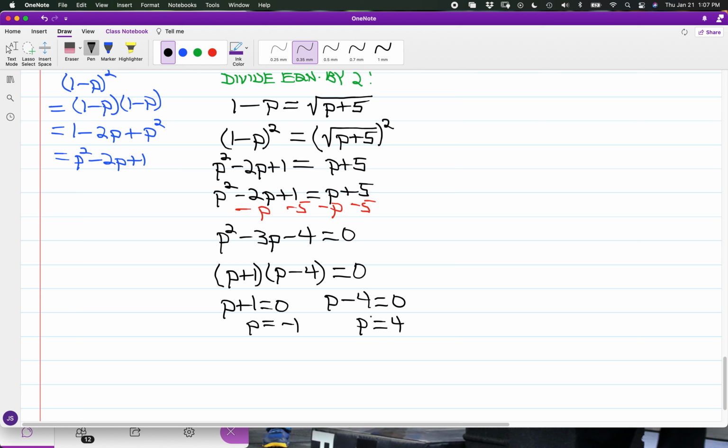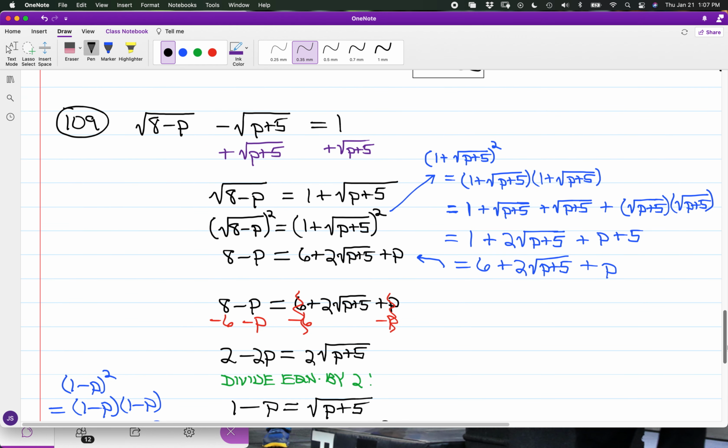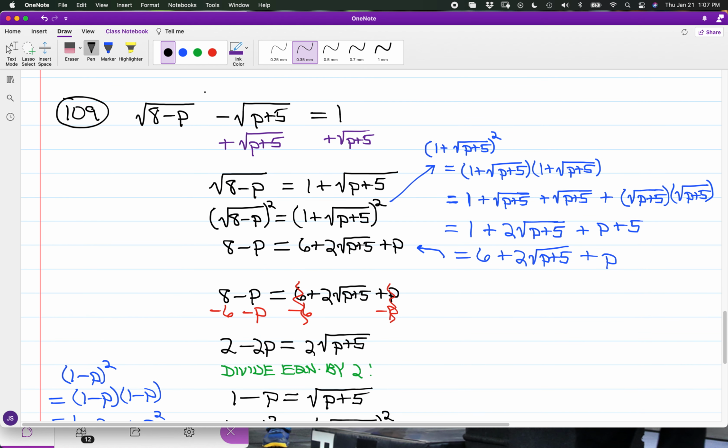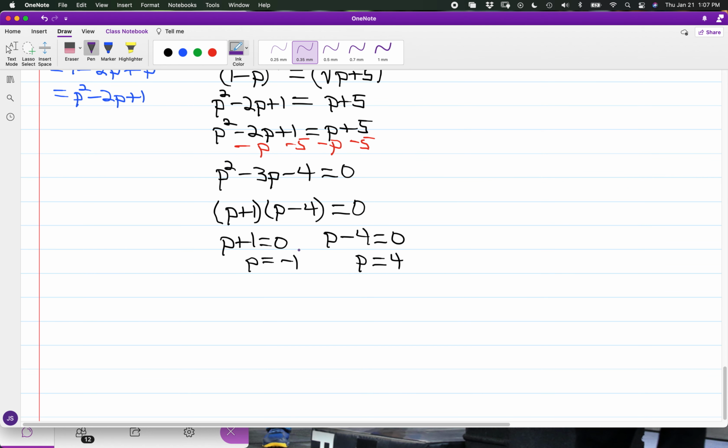Okay, and now from a visual standpoint, if I were to check what I have here, p is at negative 1. So if you think of p at negative 1, you have 8 minus negative 1. This would translate to 8 plus 1. So that part would be 3. Negative 1 plus 5 is going to be 4. And you have 3 minus the square root of 4. Well, guess what? The square root of 4 is 2. 3 minus 2 is equal to 1, which is equal to 1. So we would have negative 1 checking out.